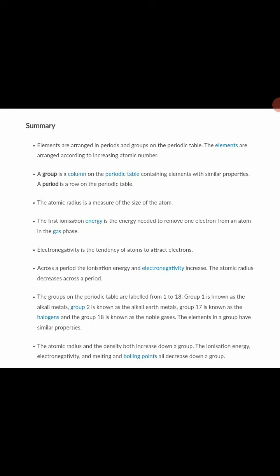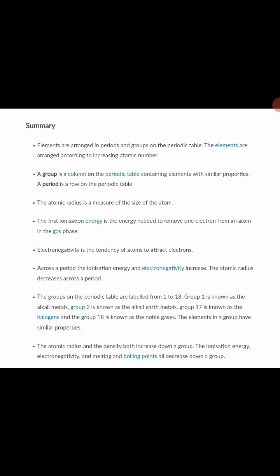So let's quickly see a recap of everything we've been doing since last week. Elements are arranged in periods and groups on the periodic table. The elements are arranged according to their increasing atomic number. Number 2, a group is a column on the periodic table containing elements with similar properties, while a period is a row on the periodic table containing elements that have the same number of shells. Don't forget, the same number of electronic shells.